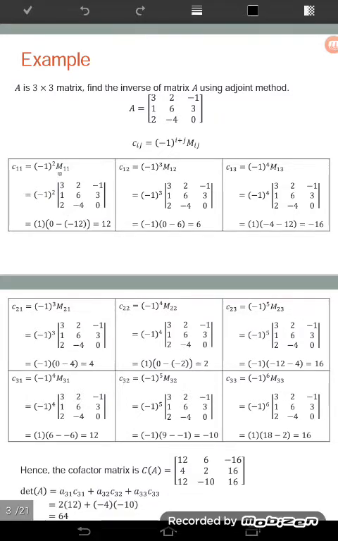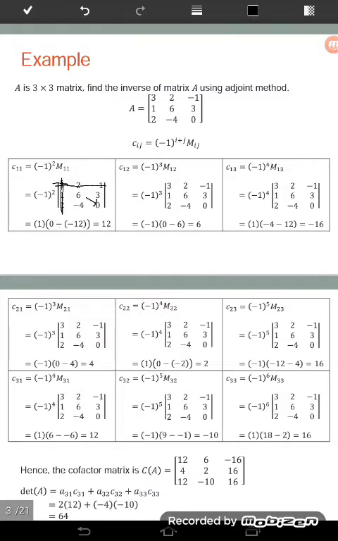To find the minor of row 1 and column 1, it is the determinant of the matrix where we close the first row, tutup row yang pertama, and column 1. Okay, so M11 is the determinant of the matrix 6 3 -4 0. Then calculate. -1 to the power of 2 is +1, and then 6 times 0, which is 0, minus -4 times 3, which is -12. So the answer is 12.